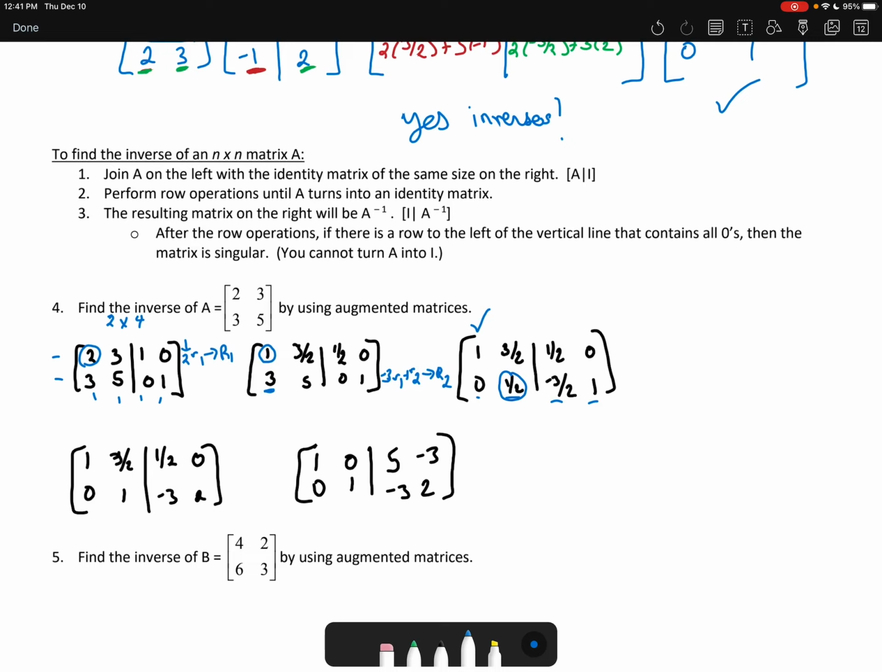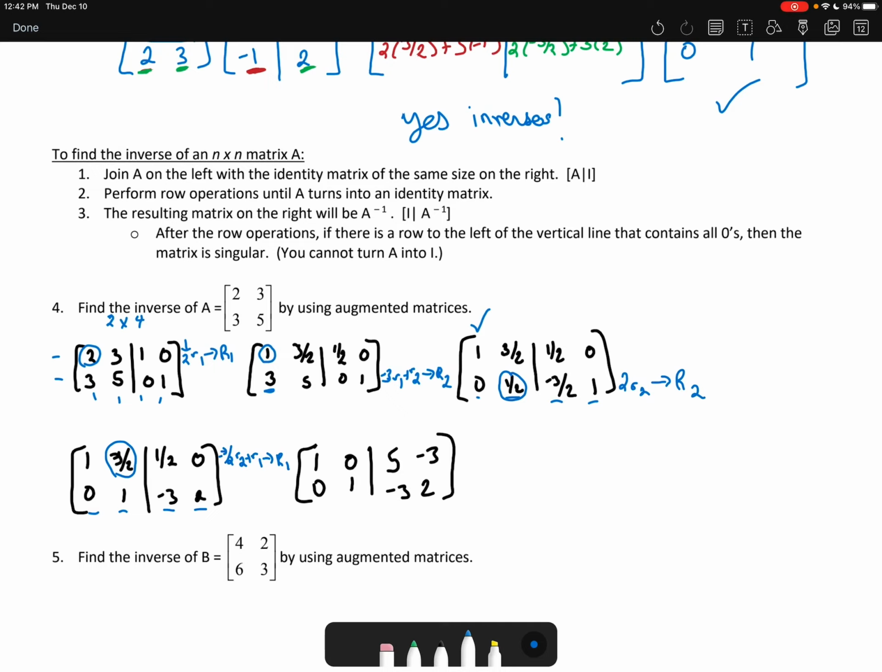Okay, so we can do that by taking 2 times row 2 and making that our new row 2. I'm just going to multiply that whole row by 2, which is sort of awesome because it gets rid of all the fractions in that bottom row at least. So my new row 2 is now 0, 1, -3, 2. And then the last operation we need to do is turn this 3 halves into a 0. So I'm going to take -3 halves times row 2, add that to row 1, and make that my new row 1.